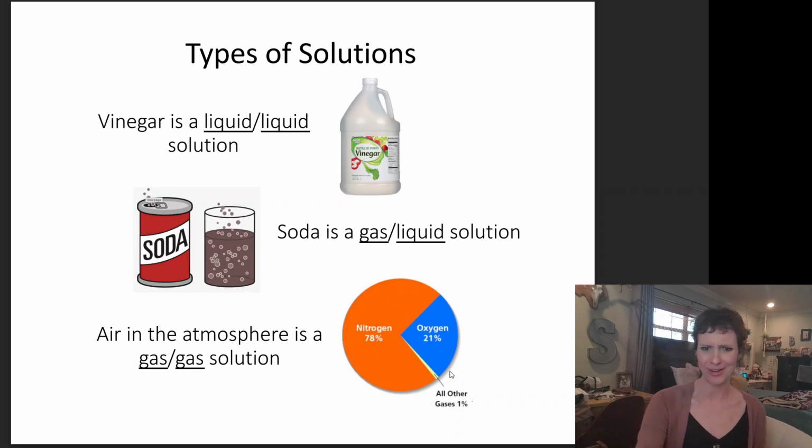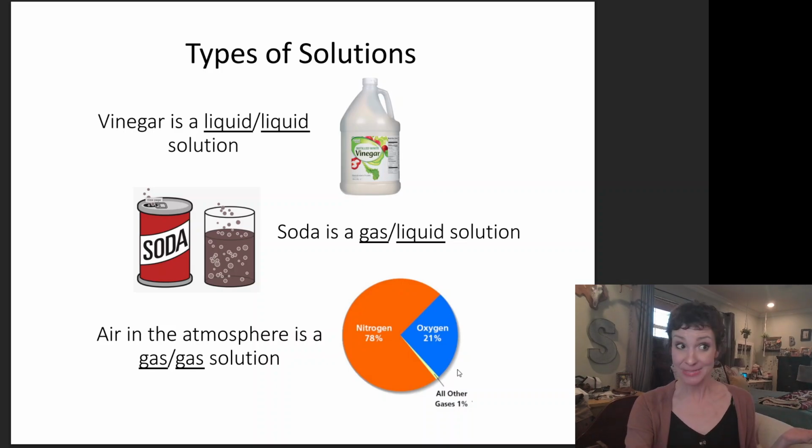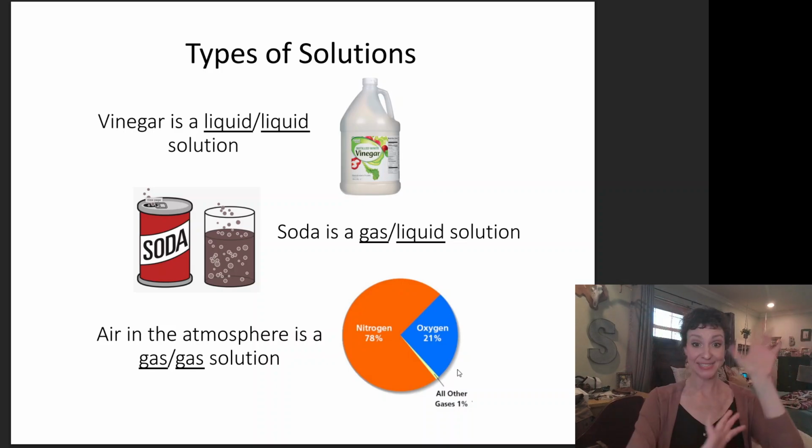And if we even want to make this stretch, air in the atmosphere is a gas solution. We know there are many different types of gases that make up the atmosphere. They are mixed evenly throughout, so we have a solution of different gases. So lots of different types of solutions, not necessarily something dissolved in water. But for chemistry, that's really what we're focusing on, with water being the solvent when we talk about solution chemistry.